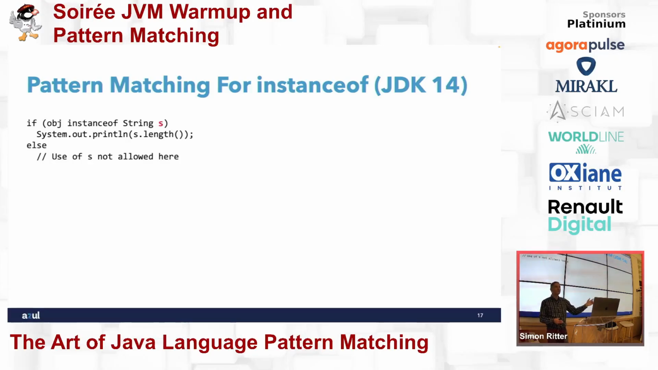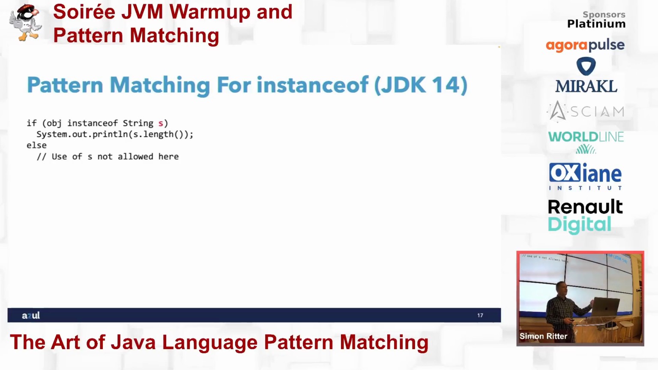That evaluates true or false, and then we have a pattern variable s, which, depending on whether we have a string or not, will be assigned the value of obj. If we do have a string, then in the true branch of the if statement, we can use s as a string without doing that explicit assignment and cast, and simply reference s.length. In the else branch, we know that it's not a string, so we couldn't reference s. So the scope only works in the true branch.